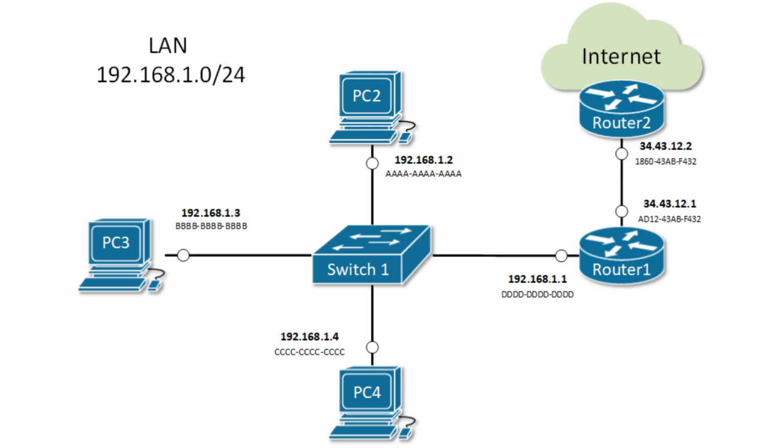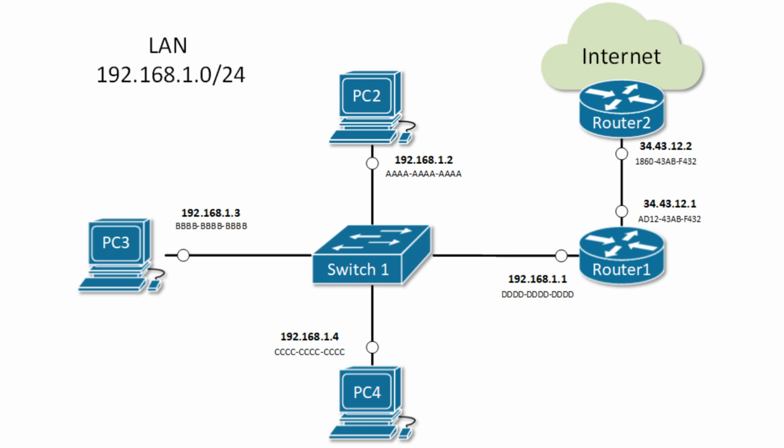Case 4: a router receives data destined for a host on another network. Router 2 receives data destined for PC2. Router 2 checks its routing table and finds that the next hop address towards PC2 is 34.43.12.1. It sends an ARP request about the next hop IP address, 34.43.12.1. Router 1 receives a copy of the ARP request. Router 1 replies back with its physical address, 12-43-EBI-F432.